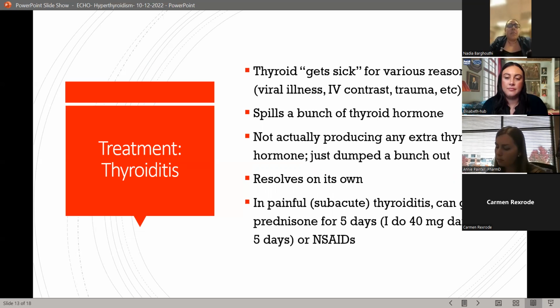But some people do report some pain, like a subacute thyroiditis, and you can do prednisone for a couple of days. I usually do 40 milligrams for 5 days, or they can just do NSAIDs, and it'll resolve in a couple of days.